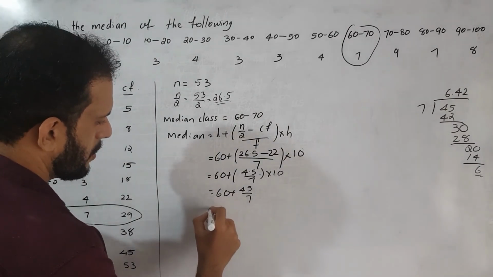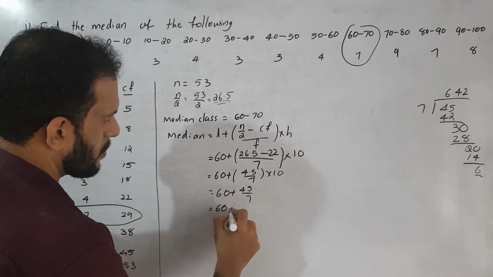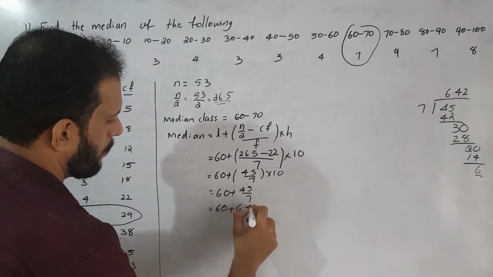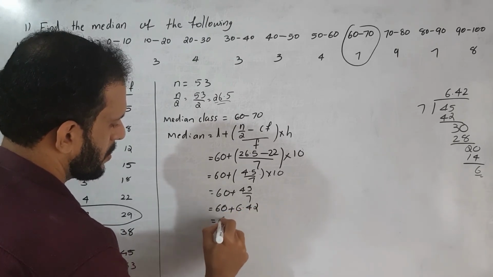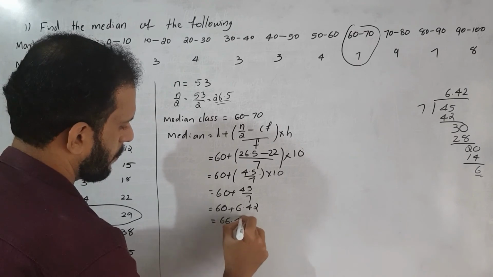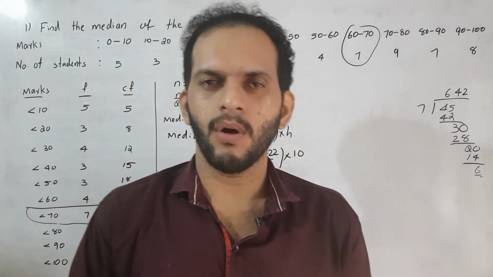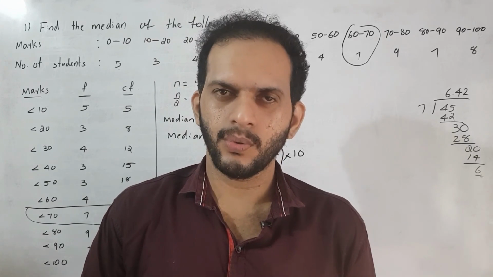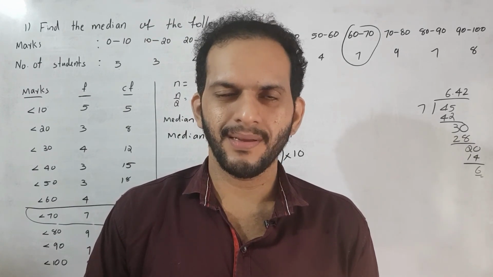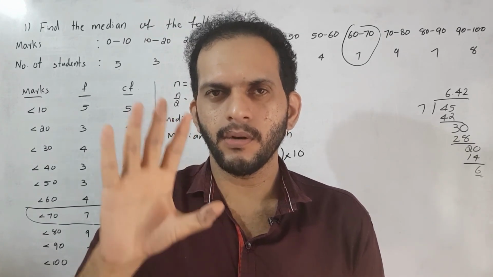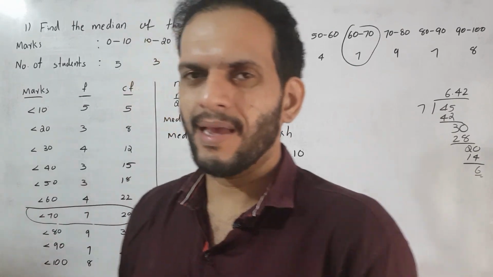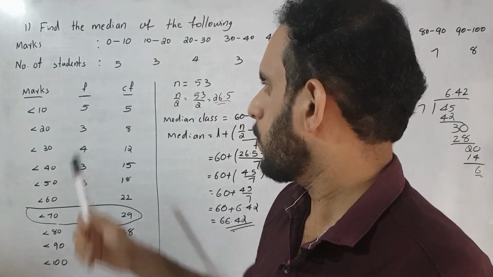Then 60 plus 6.42 is equal to 66.42. What is the median? The median is 66.42. Then don't forget, in the case of median, in each and every case we want to make the table.